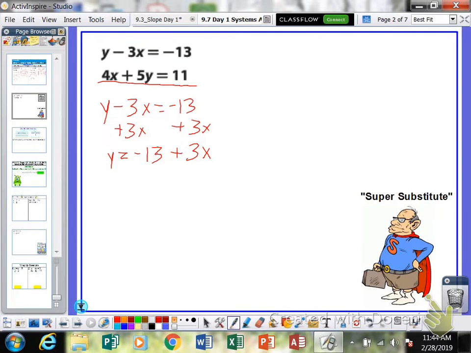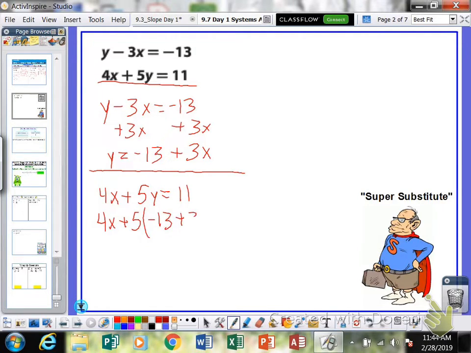Okay, so now I'm going to substitute that. I'm going to rewrite it. I have 4x plus, I'm going to draw a line here just to keep everything neat. So I have 4x plus 5y equals 11. I just found what my y is, so I'm going to substitute. 4x plus 5 times y, which is negative 13 plus 3x, equals 11.